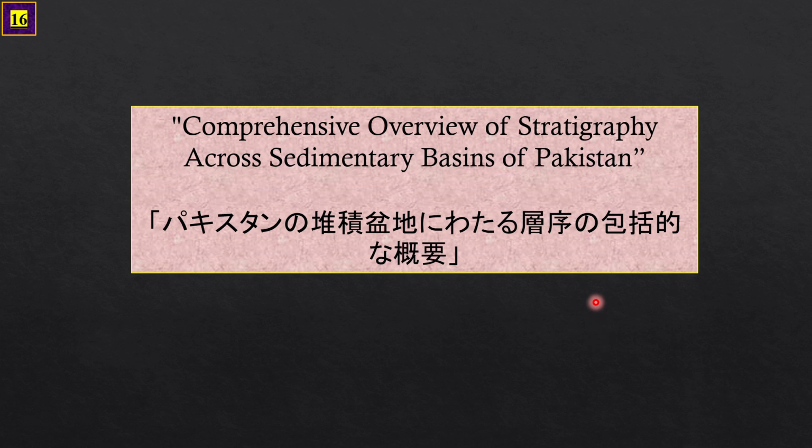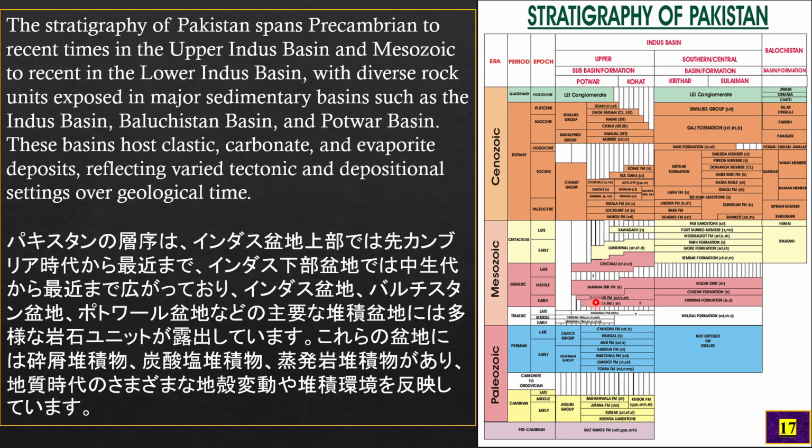So the comprehensive overview of the stratigraphy across the sedimentary basins of Pakistan shows these various sedimentary rocks from Precambrian to Cenozoic. The upper Indus Basin goes from Precambrian to recent, but the lower or southern basin starts from the Mesozoic, where the oldest rock is the Wulgai Formation of Triassic age, up to the recent. So they have different environments and different rocks like carbonates, evaporites and clastics, showing different tectonics.